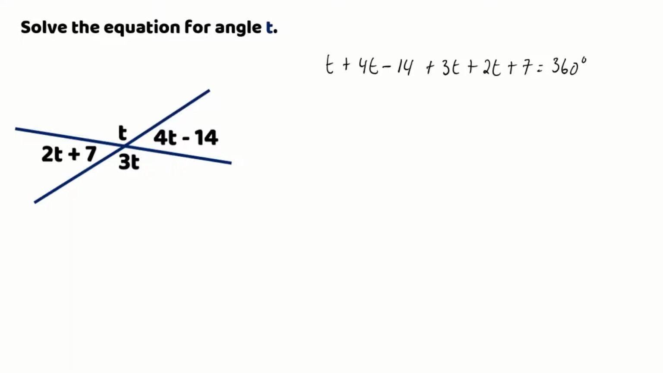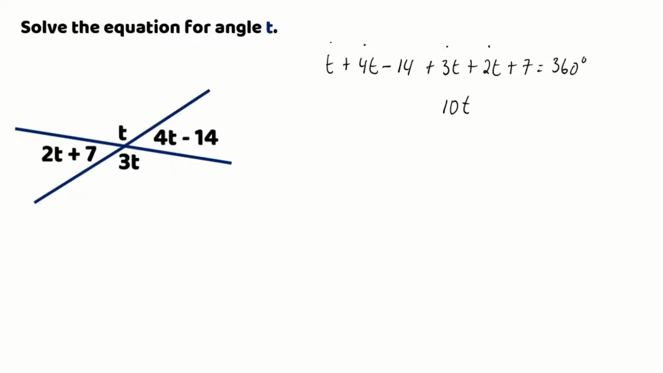So for this question, we're going to be using our two-step equation rules to solve for our unknown angles. And we're going to first begin by simplifying our expression. So I'm going to simplify first all of my terms with my variable t attached to them. So I have t plus 4t, which will equal 5t. 5t plus 3t will equal 8t. And 8t plus 2t will equal 10t.